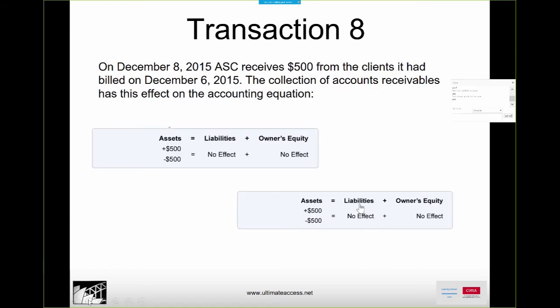Okay, so what is happening? Between assets, there's a positive and a negative, correct? And liabilities, no impact. Right? Owner's equity, there is no effect at all. Right? No effect at all.